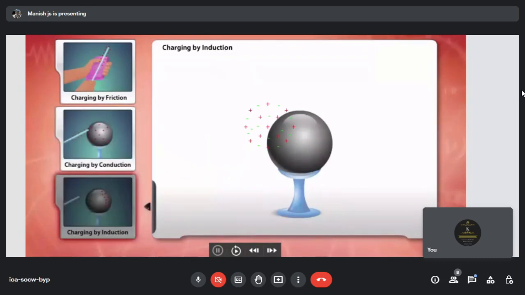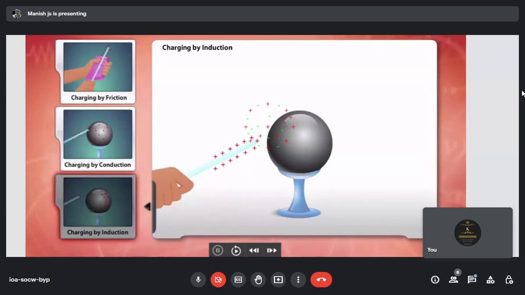Observe this uncharged metal sphere placed on an insulating stand. An uncharged metal has an equal number of positive and negative charges evenly distributed throughout its surface. Now, we bring a positively charged glass rod close to the sphere.